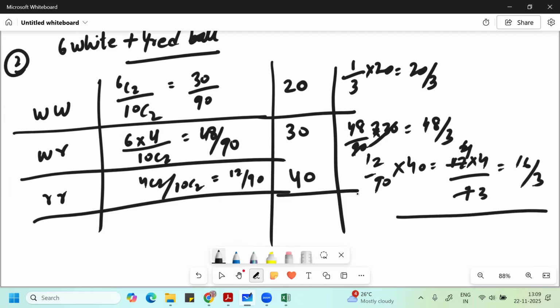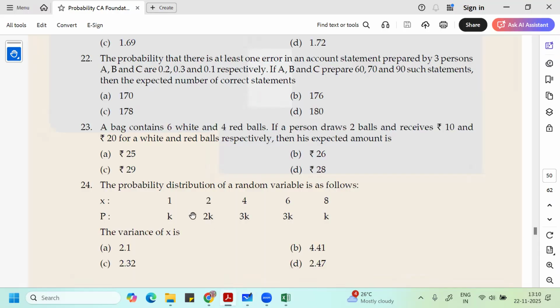So here the expected value: you're getting 20 plus 48, 68, plus 16, how much will you get? You will get 84 by 3, which means your expected value would be 28. 28 rupees is your expected value. Option D. Fine, everyone, so question number 23's answer is option D.